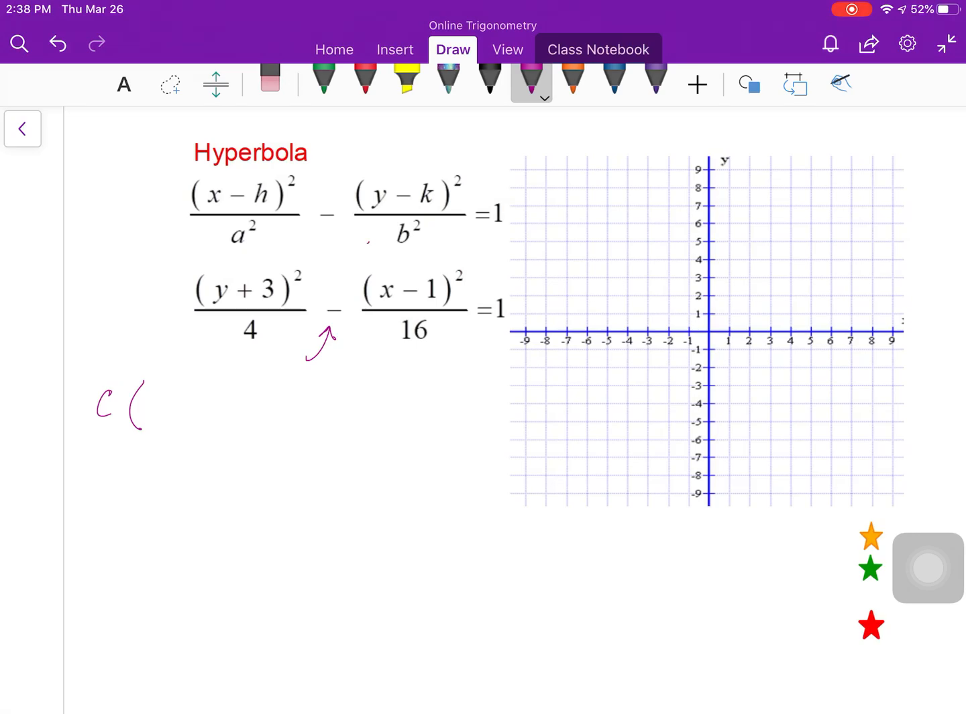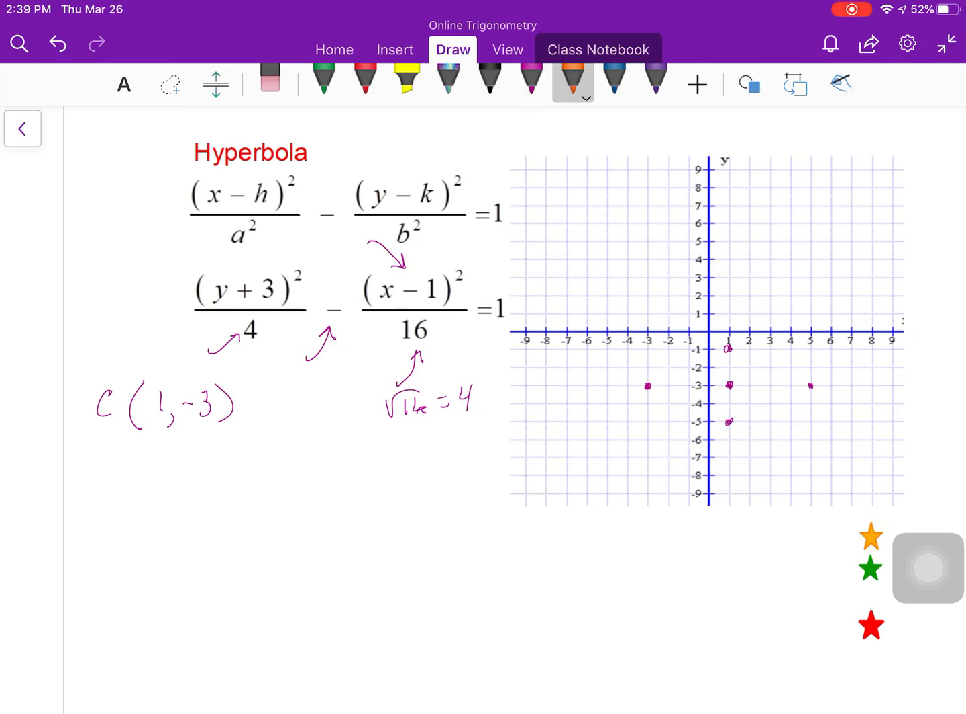We still had a center. Now keep in mind for the center that the x part has to go first. So (1, -3). So if I go over 1 and down 1, 2, 3. And then a hyperbola also had a major and minor axis. So if we look beneath the x, the square root of 16 is 4. So I'll move out 4 in the x. 1, 2, 3, 4. 1, 2, 3, 4. And then we take the square root of what's beneath the y. So I move 2 in the y direction.